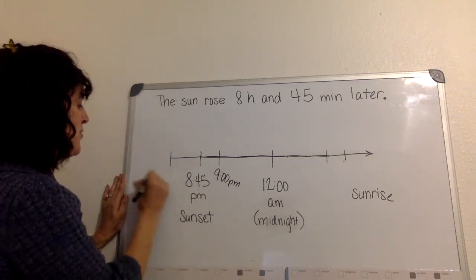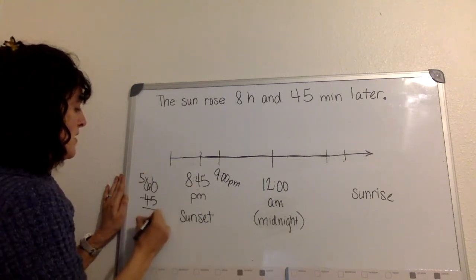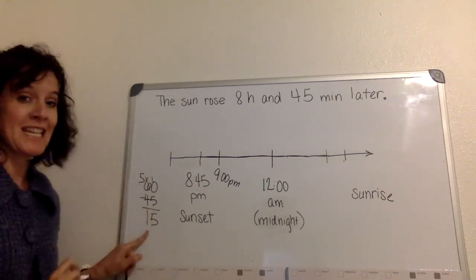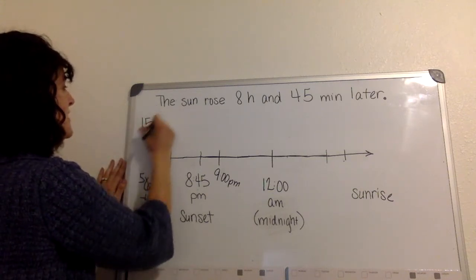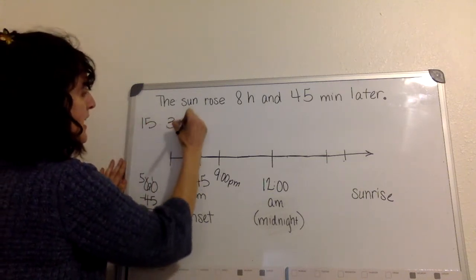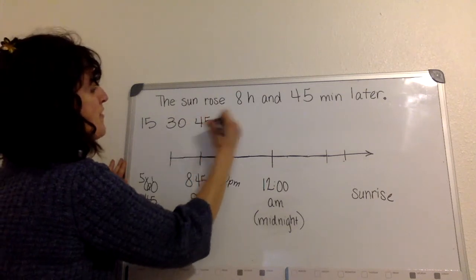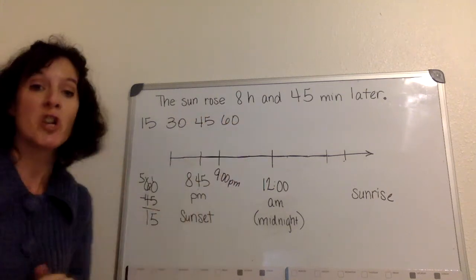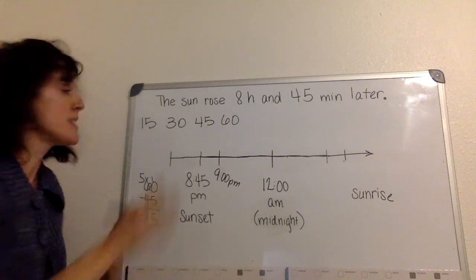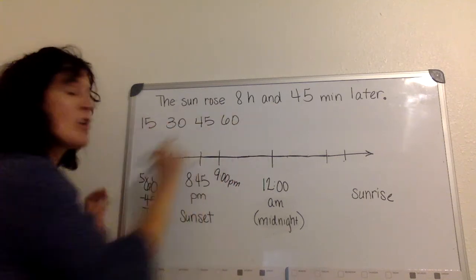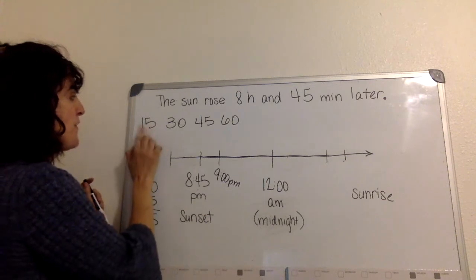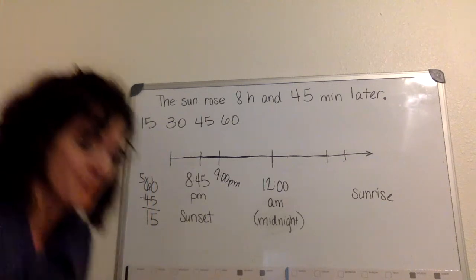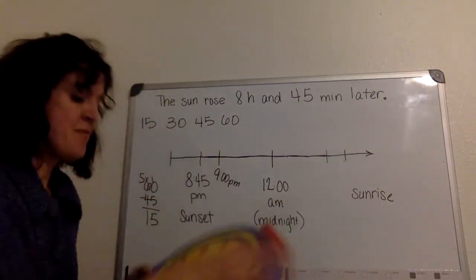60 minus 45 is 15. And you know what? I should show you right here really fast. Because when you divide an hour into quarters, you'll be doing that a lot. When you divide it into 4 parts, you're going to end up at the 15 after, okay, which is right here.